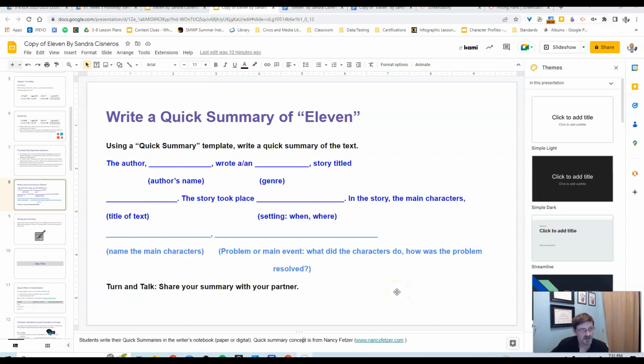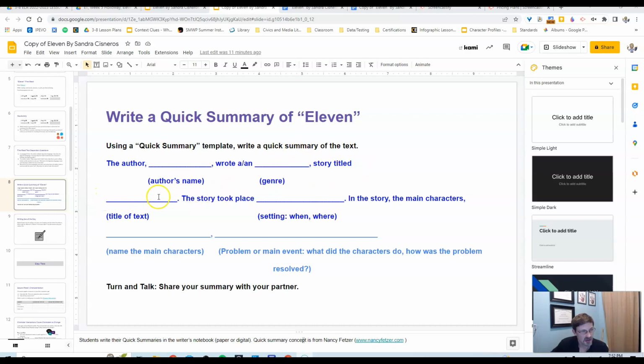Alright, so I hope you had some good conversation about those questions in my absence. So we're going to move on, and we're going to do a quick summary of the story. You can just fill in these blanks here. So the author, you can look back at the text, see who that author is, wrote a, what do you think the genre of the story is?